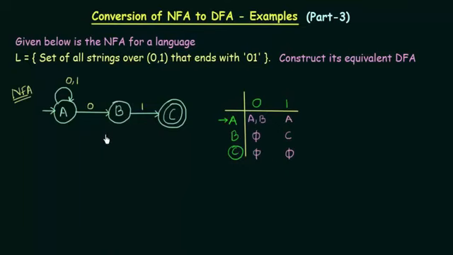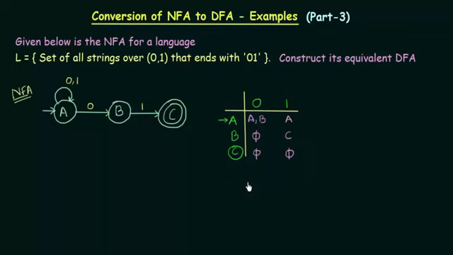So how do we know that this is an NFA? We see that A on getting input 0, a particular input, goes to two different states. This is a property of an NFA which cannot be there in a DFA. Also, B on getting input 0 goes nowhere, it goes to phi. And C on getting both 0 and 1 goes to phi, which means it does not go anywhere. So this is the property of an NFA, and we have to convert it to the equivalent DFA.